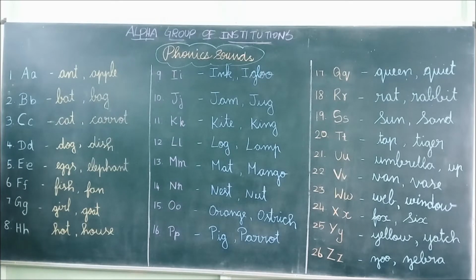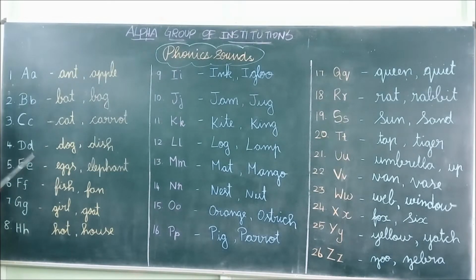Are you ready? Yes. This you have to say as a. Apple. This is b. Bat, bag, bird. This one is k. Cat, carrot. So how do we say this? K. Cat, carrot.